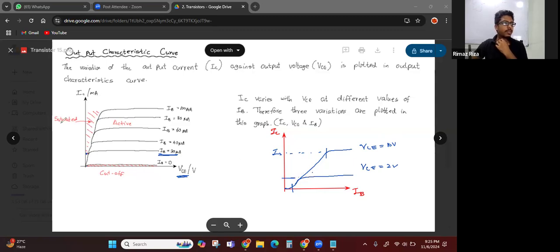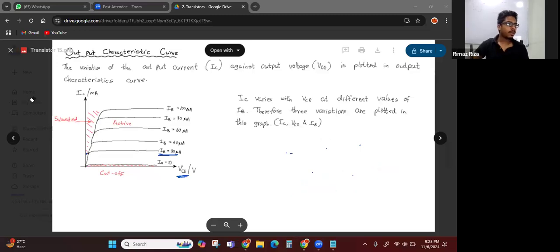So therefore, if the VCE is small, the current will quickly saturate, right? If you want to have a good active region, you have to have a large VCE value. So you can increase the IC along with IB, reaching a large value, and then it will saturate. This one is a little bit difficult to understand, but I hope you got some idea about it.